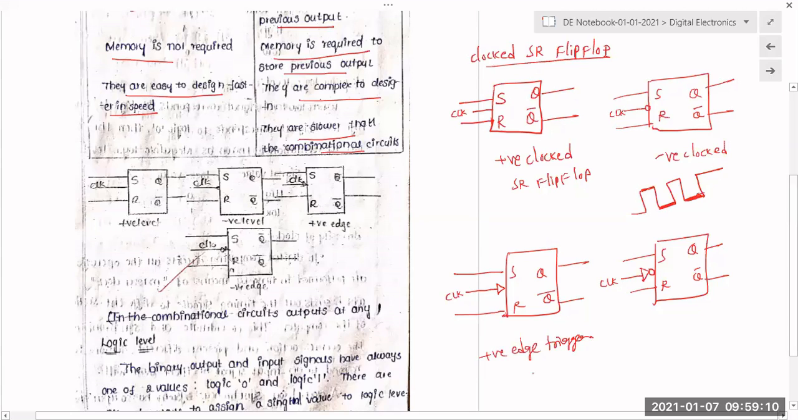Okay, positive edge triggering clocked SR flip-flop. Okay, this is negative edge triggering clocked SR flip-flop. Okay, is that clear?